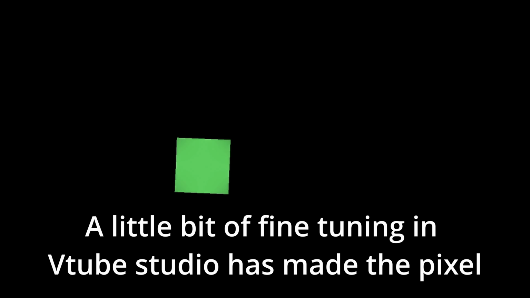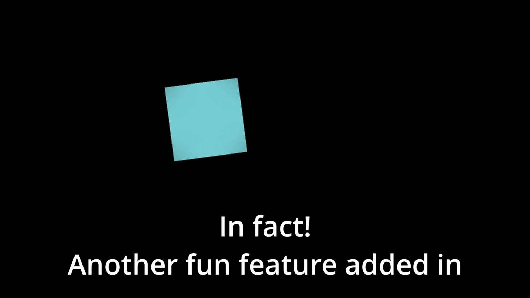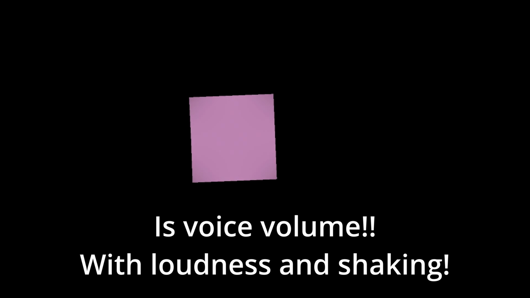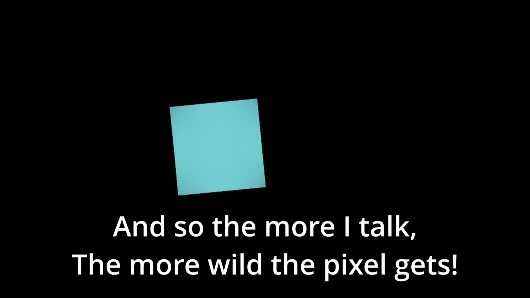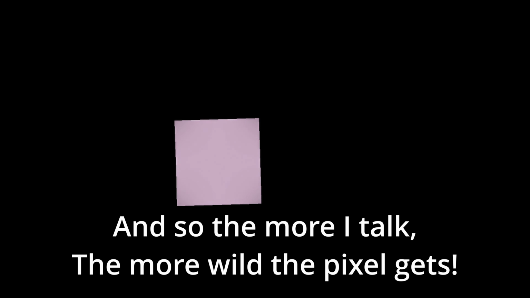Well, everyone, let's see if the improvements have worked. And they have. A little bit of fine-tuning in Vtube Studio has made the pixel a lot more, well, animated and better and more in control with the way that we are doing things. In fact, another fun feature added in is voice volume with loudness and shaking. And so the more I talk, the more wild the pixel gets. The louder we get, the crazier it becomes. Yes, it's very nice, right?